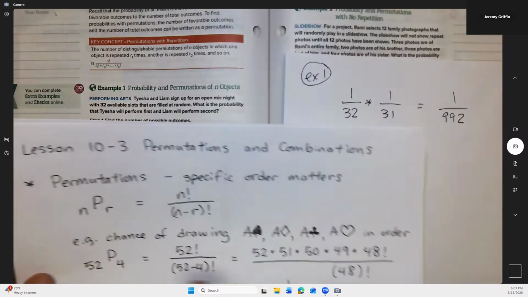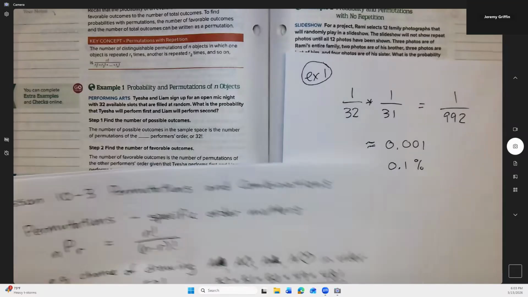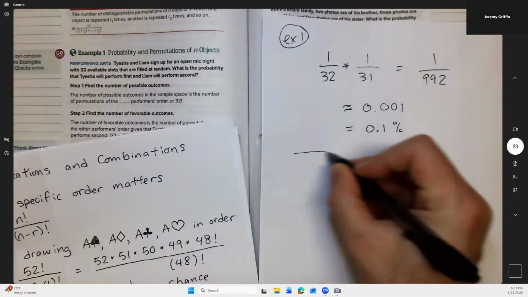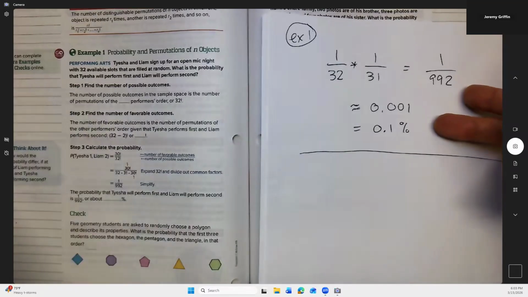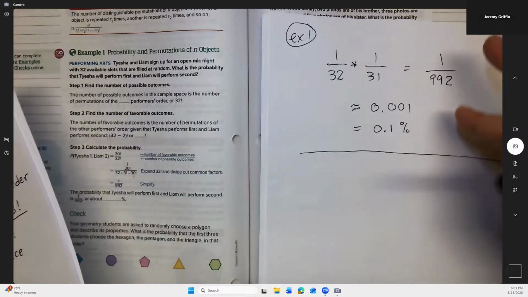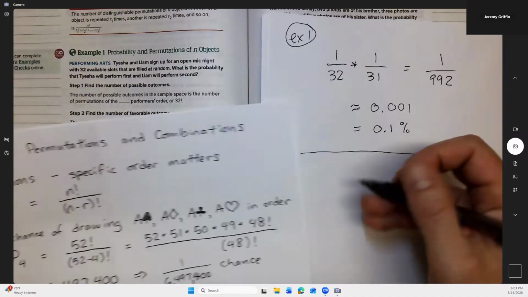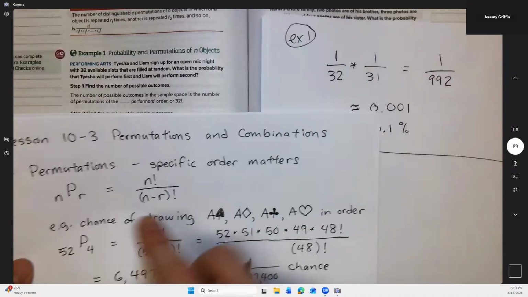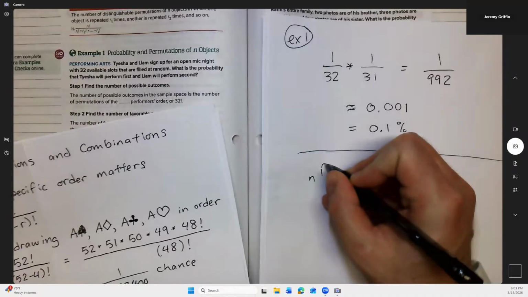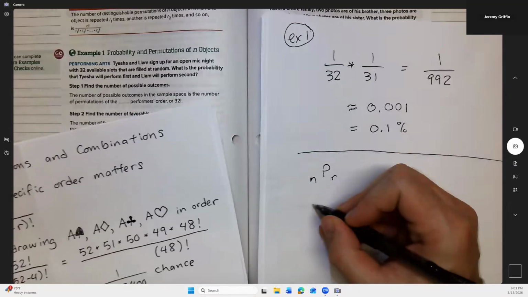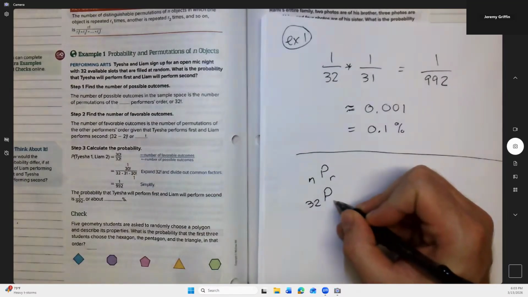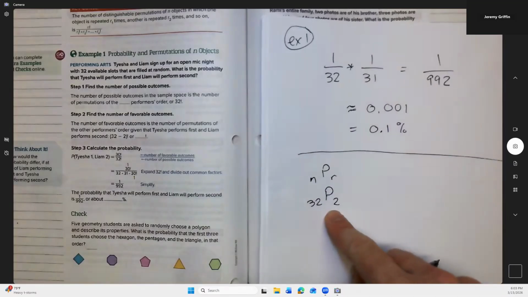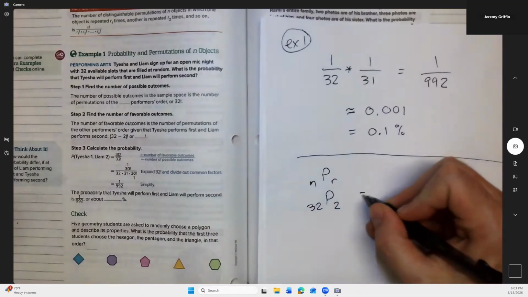Now, how does this connect back to the math we did before? There's a different way you could write this. You could ask how many different permutations you could have, which should be 992, and then one out of that is the specific outcome we're looking for. So let's do this nPr right here. There are 32 positions, and we're doing permutations, looking for these two individuals in a specific outcome.